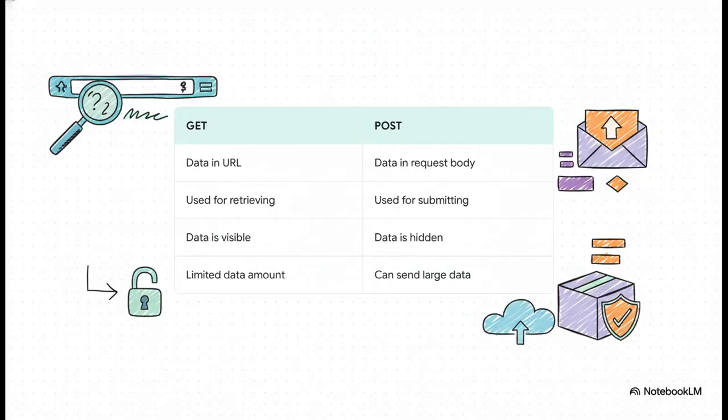Now, the two main ways browsers talk are GET and POST. Think of a GET request like a postcard. The message is written right there in the URL for everyone to see. It's perfect for retrieving information, like a search query. POST, on the other hand, is more like a sealed envelope. The data is hidden away in the request body, which makes it ideal for submitting sensitive information like passwords or, say, a long blog post.